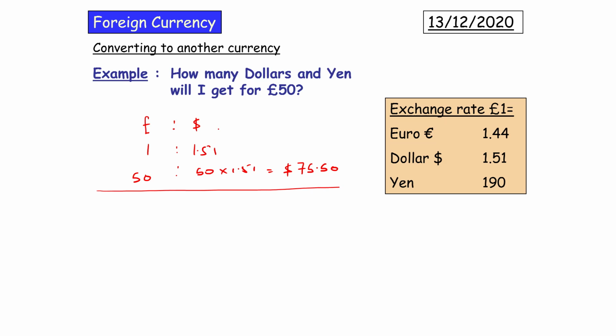Now I'm going to see how many yen I would get for £50. Again, I write down my exchange rate, and for £1 I get 190 yen. Okay, so for £50, I'm going from small to big, again I multiply. So it'll be 50 times 190, which will give me 9,500 yen.